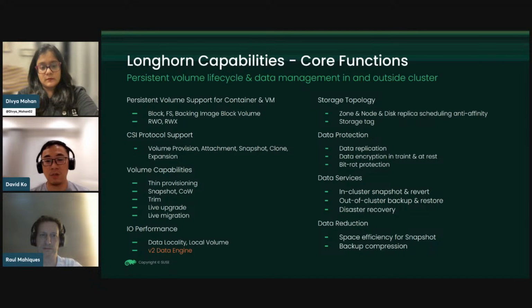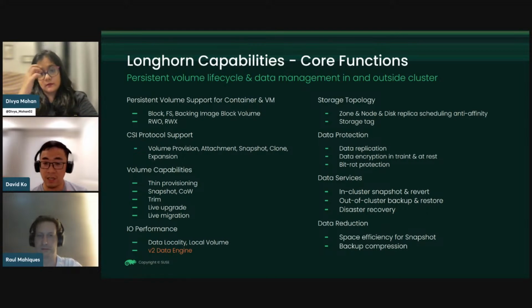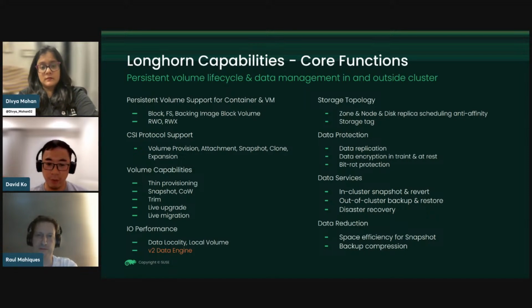So this is that you have a better solution to arrange your replica, how to distribute. Okay. So for data protection, we have data replication, data encryption in transit and at rest, also bit rot protection. We use the snapshot checksum to make sure the snapshot data will not be inconsistent. If something goes wrong and breaks the data integrity, we will fix the snapshot, drop the bad snapshot, and rebuild the snapshot from the healthy replica.